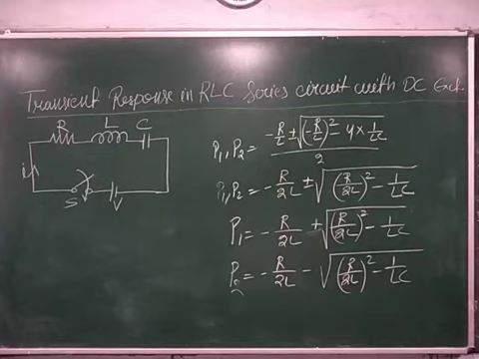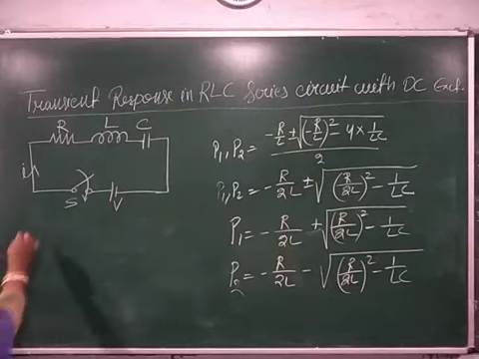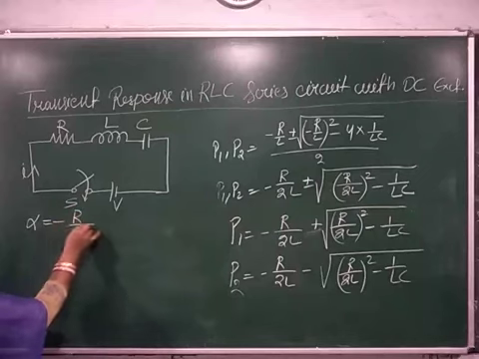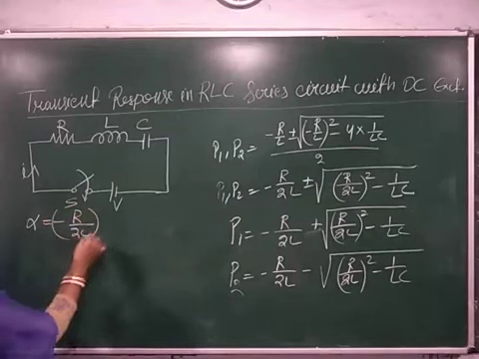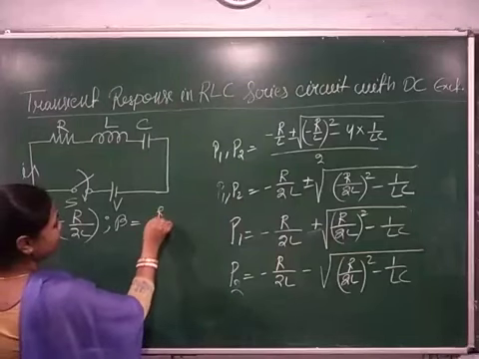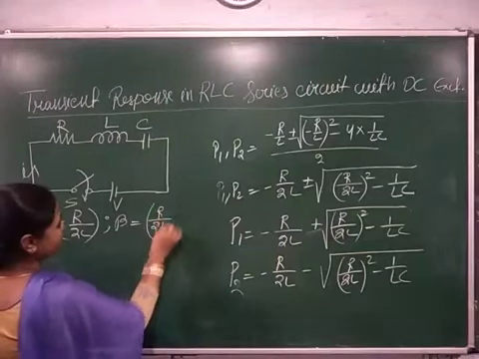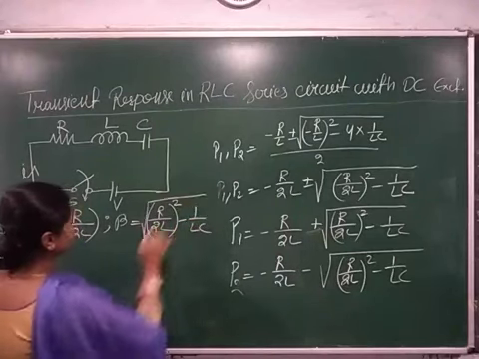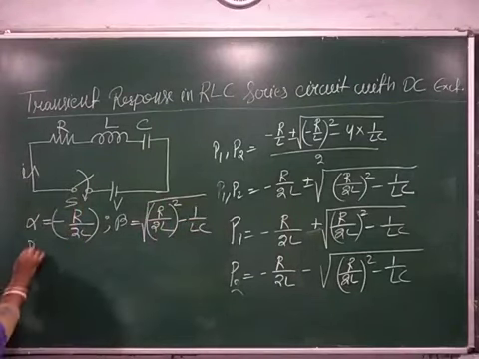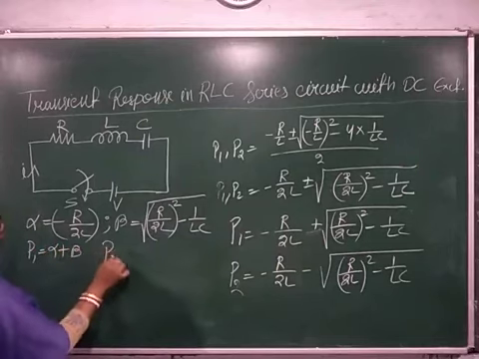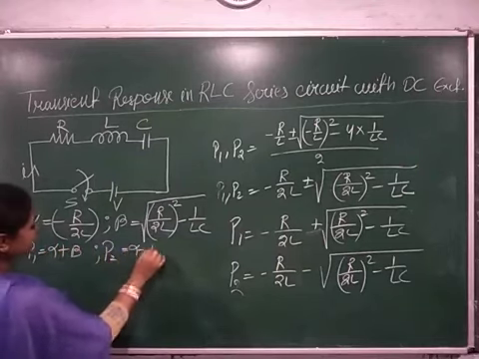Here, students, what do I assume? Here I assume alpha is minus R by 2L, and beta is the root of (R by 2L) whole square minus 1 by LC. So what are the two roots? P1 is equal to alpha plus beta and P2 is equal to alpha minus beta.